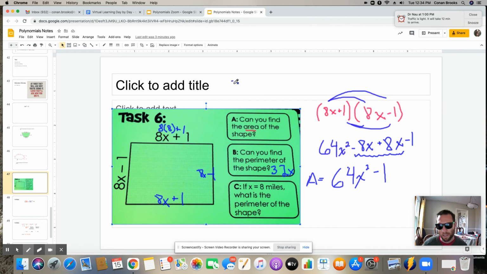You're really plugging in 32 times 8, right? All the 8s together. And what is 32 times 8? That's a good question. 256. So this would be 256 miles if x equals 8.